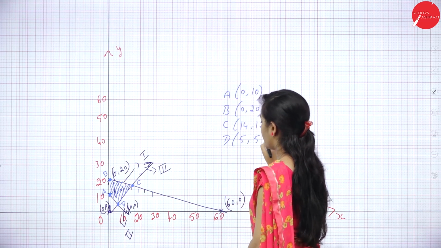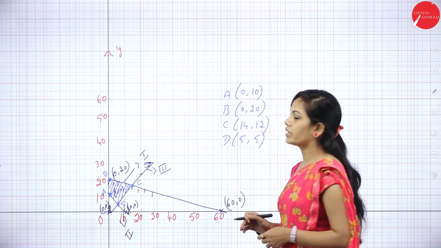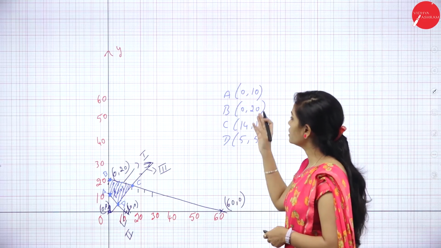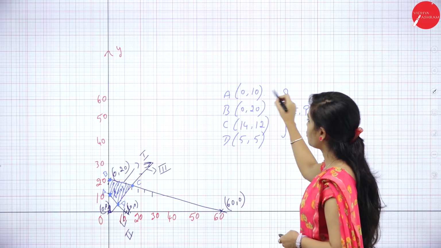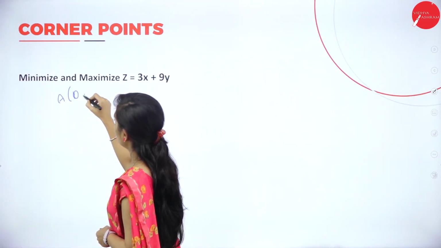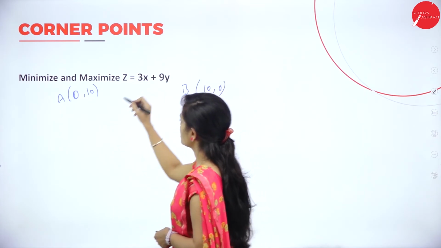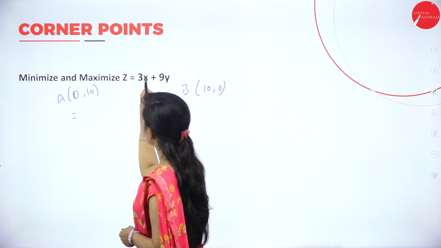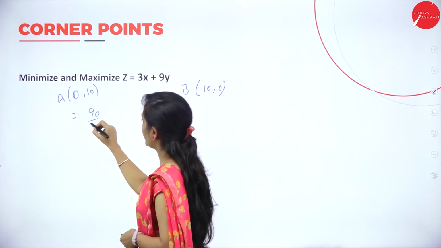So in the graph sheet you can observe the point values and write the corner points. Using these corner points we can find the minimum value. The first point is (0, 10) and the second point is (10, 0). Substitute the values here: 3 into 0 is 0, 9 into 10 is 90, so 90.